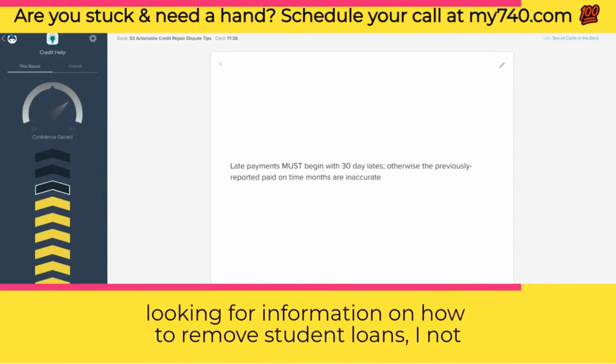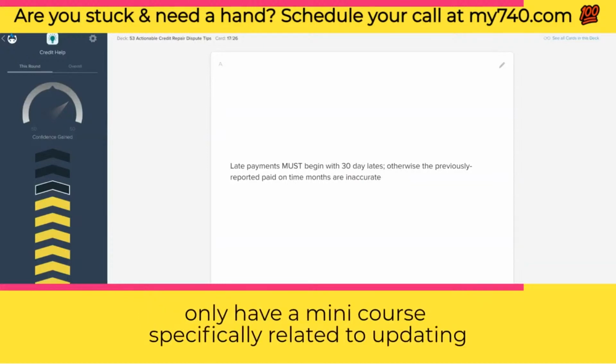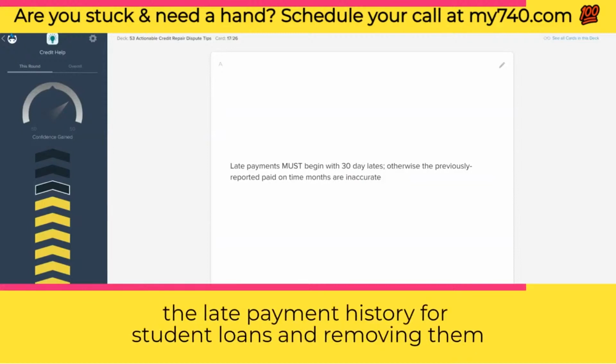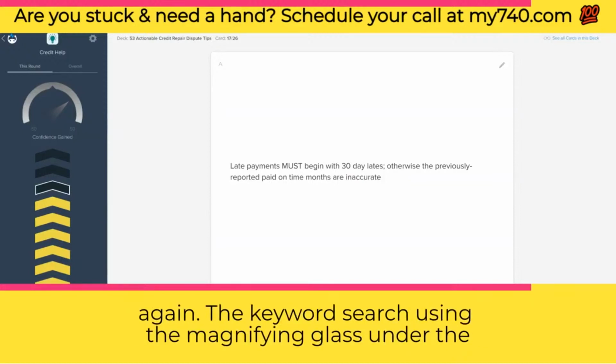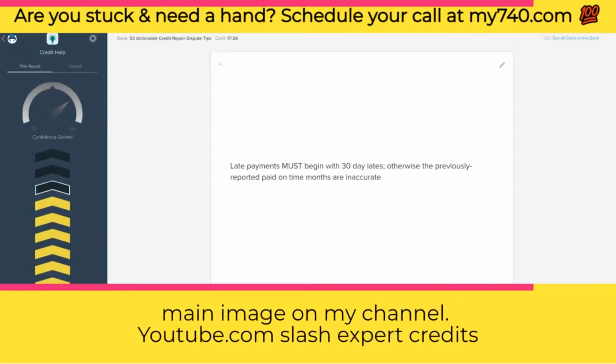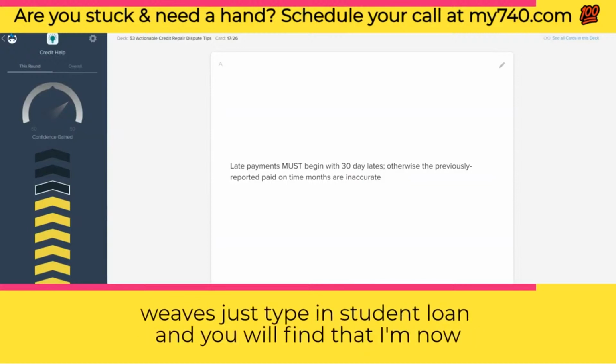And if you're looking for information on how to remove student loans, I have a mini course specifically related to updating the late payment history for student loans and removing them from your credit report. You can find that by using the keyword search, the magnifying glass under the main image on my channel, youtube.com/expert credit sweeps. Just type in student loan and you will find that.